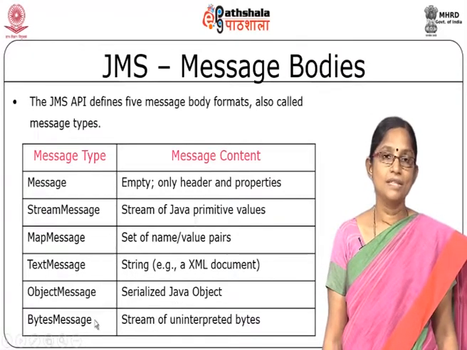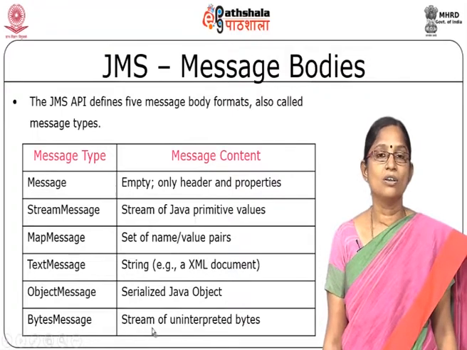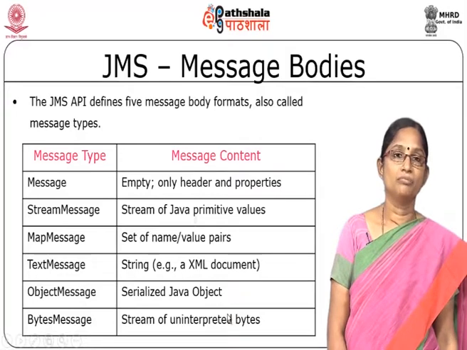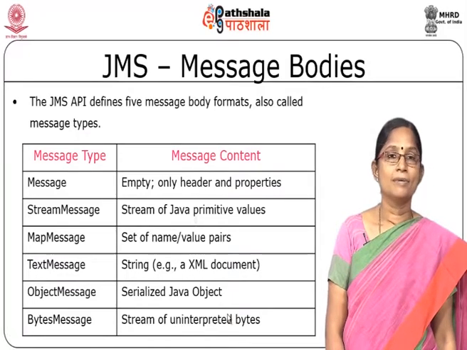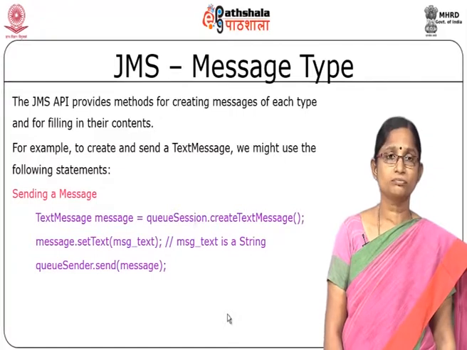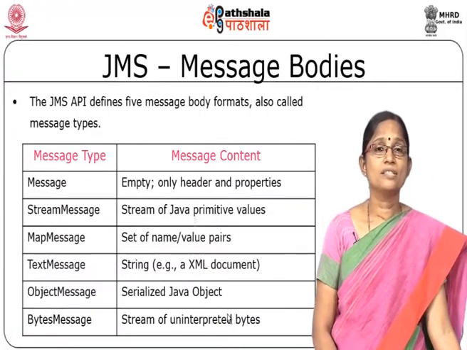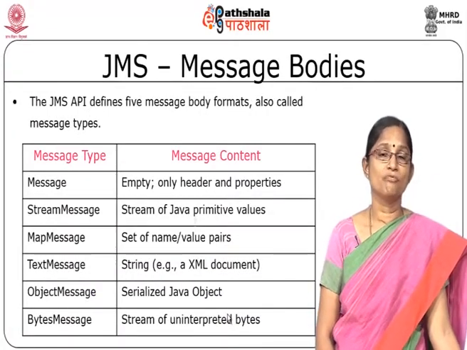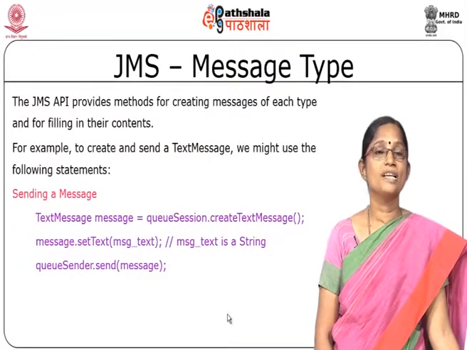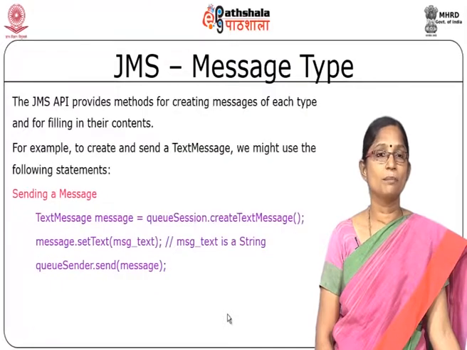If it is a byte message, then the content is always going to be a stream of uninterpreted bytes apart from the header as well as the property of the message. So, these are the three significant parts of a JMS message. Now, using this JMS message, we have seen the types of message, formats of message, everything. Now, let us look at how to send a message as well as how to receive a message.